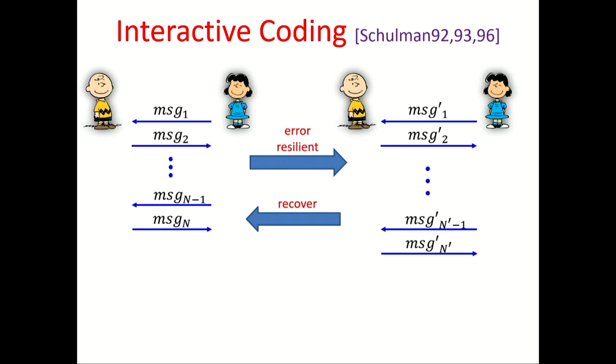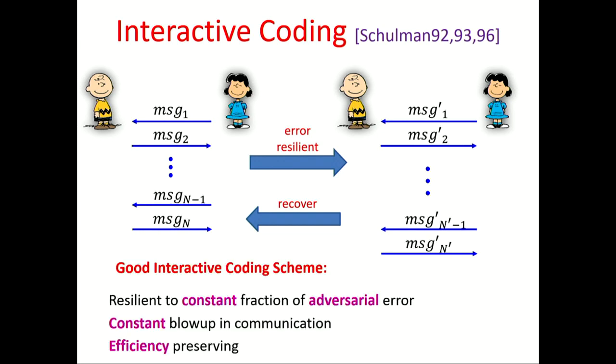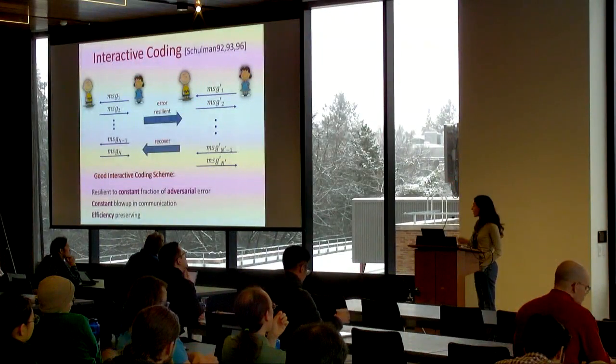Okay, so again, it's a compiler. An interactive coding scheme is a compiler that takes any protocol and converts it to a compiled protocol that is resilient to a constant fraction of error. Resilience here means that even if there were a constant fraction of errors, you can still recover the original conversation. And even here there's the notion of what a good interactive coding scheme is, and the notion is similar to the standard one: it should be resilient to a constant fraction of adversarial error. So if the total number of bits is t, it should be resilient to some constant epsilon t bits of error. There should be only constant blow up in the communication, and it should be efficient, so efficient to compute and efficient to decode.